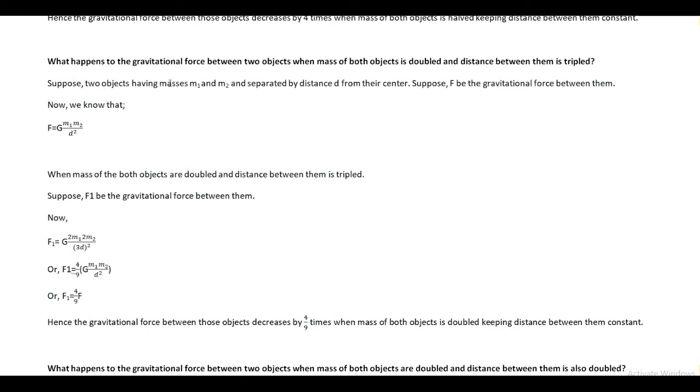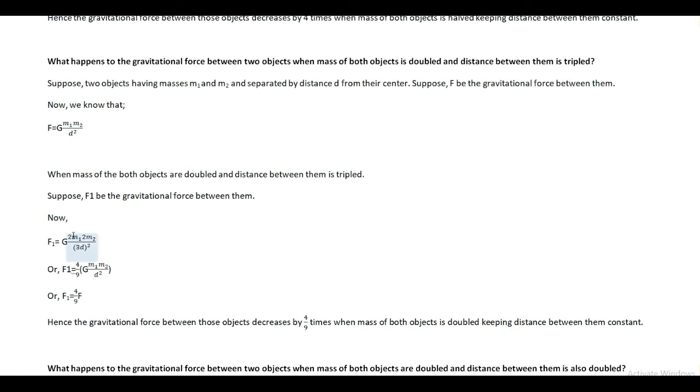Suppose two objects having masses m1 and m2 and separated by a distance d from their center, suppose F is the gravitational force between them, then we know that the formula of the gravitational force F equals G m1 into m2 by d square. Now when mass of both objects are doubled and distance between them is tripled according to the condition of the question, again there will be change in the gravitational force, and here we have supposed F1 be the gravitational force between them. Then now F1 equals to, we have to write G.